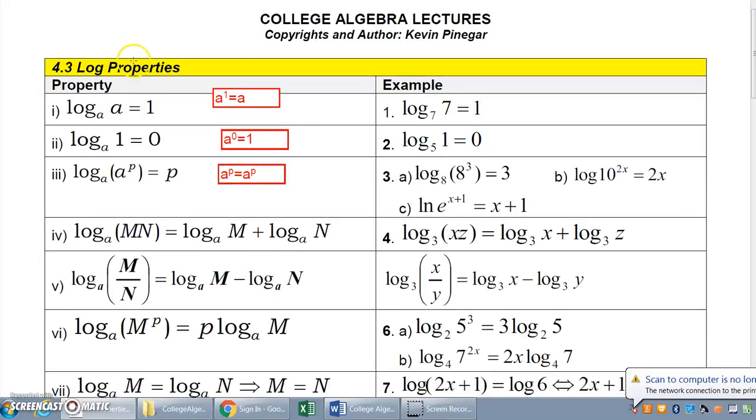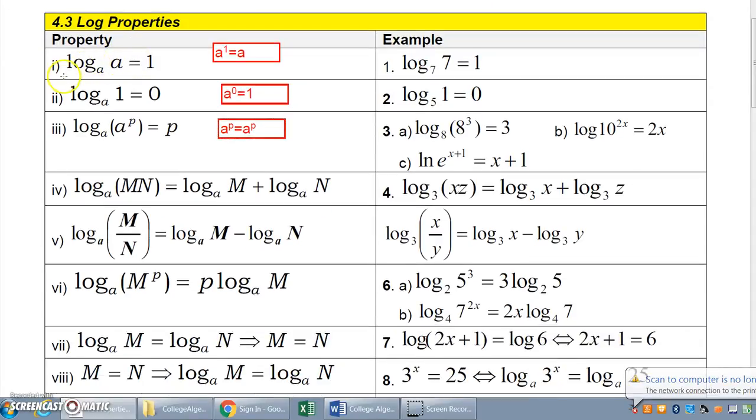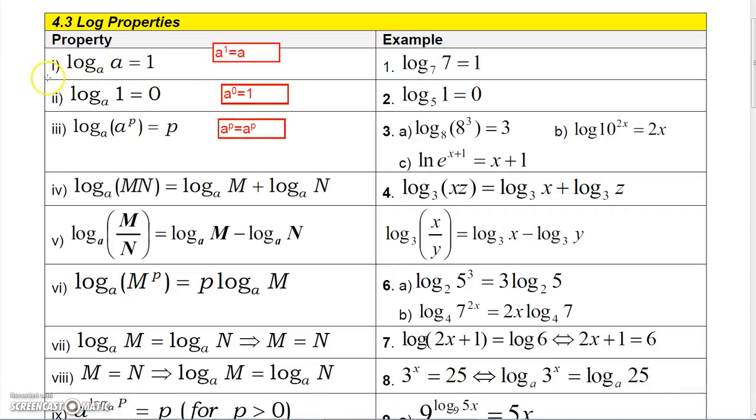Okay, this next video we're going to talk about some log properties, and understanding these log properties is very helpful in understanding logs. So what I'm going to do here is give you, on the left, a property of a log, and on the right I'm going to give you an example.